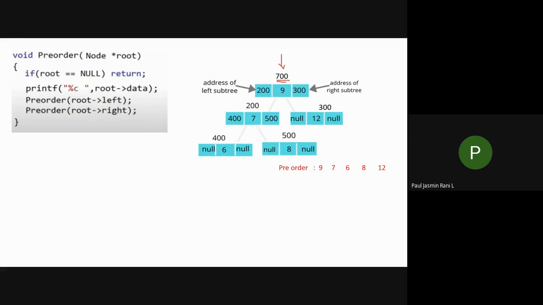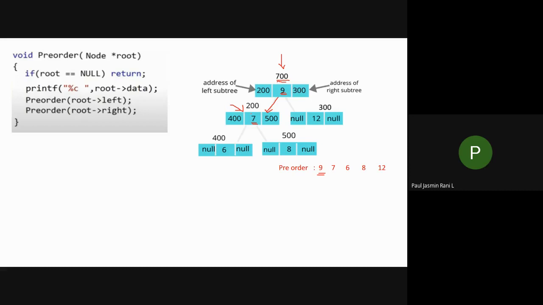So how will you do the pre-order traversal? First you will be at the root node. First you have to print the parent node or the root node. You have to give preference to the parent node. So what happens here? I printed this number 9, that is the value in your root node. After printing the root node, I have to travel along the left subtree. What is the left subtree? Sorry, the left subtree address is 200. What is the value present there? That is 7. So now this will be your current node.